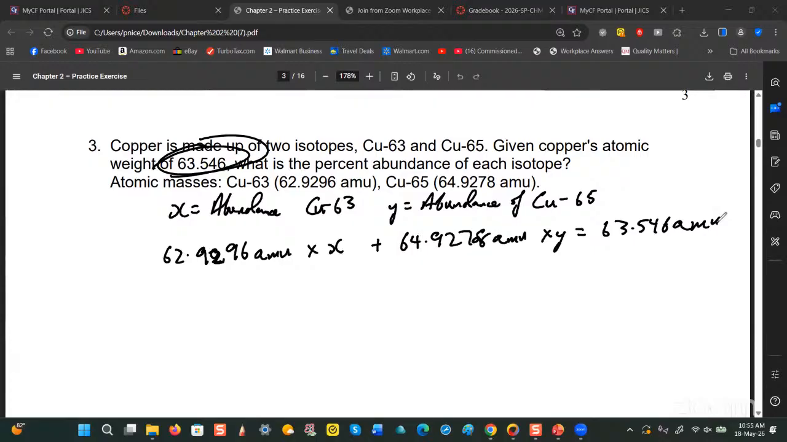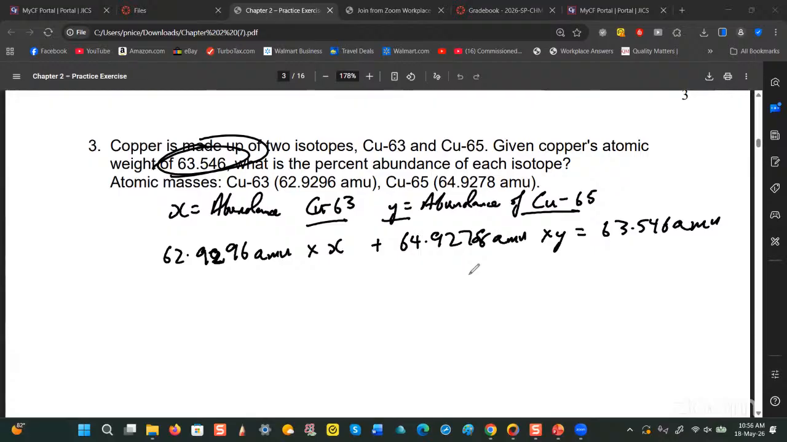Would the X be the abundance of 65? No, I said X is the abundance of copper 63, and Y is the abundance of copper 65. So based on those two, this is the equation I end up with. But because there are two unknowns, you need two equations. This is one of them. So what do you think the other equation is?